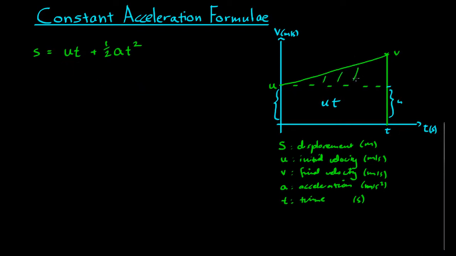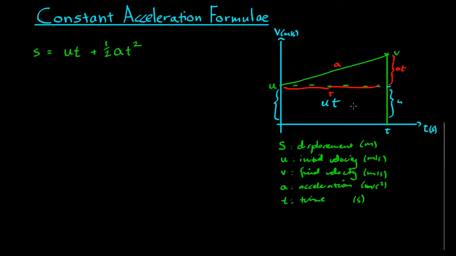Now the area up top is a little more difficult to find, but it is a triangle. Before we said the gradient of this line is A, and the height of this section therefore has to be AT, and the length of this section is equal to T. This is a triangle, so the area is a half base times height.